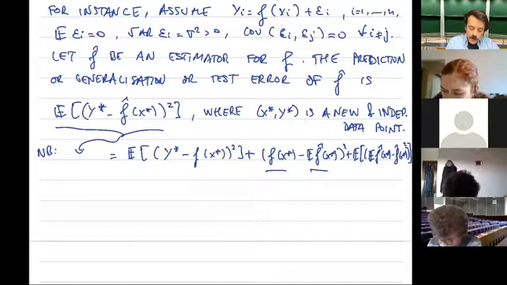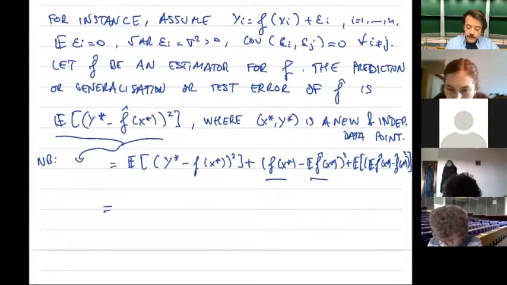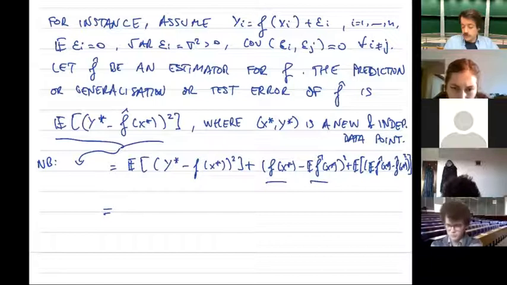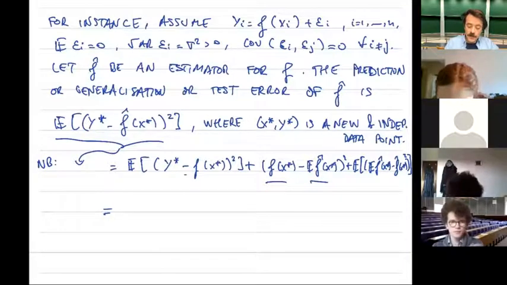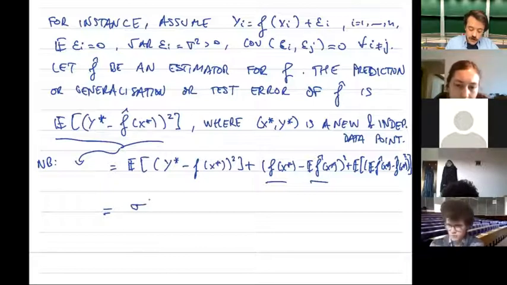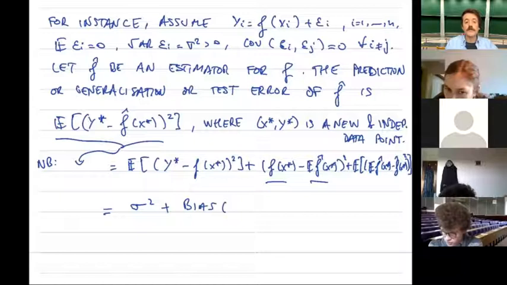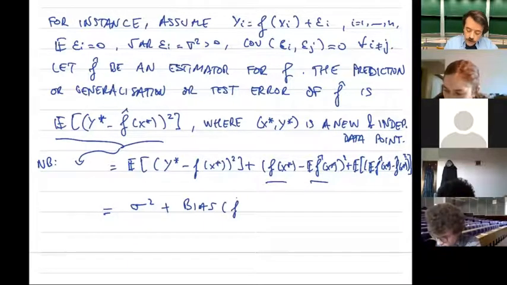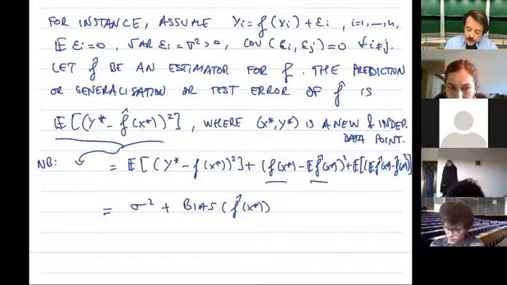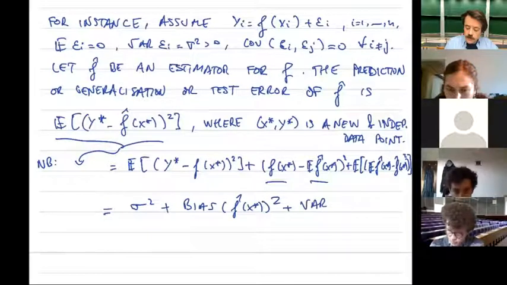So, the first term, if we look at the model up there, is an epsilon term, which has variance sigma squared, and therefore this first term is exactly sigma squared. The second term we're going to write as the bias, squared. And then the third is a variance term: the variance of f hat at x star.